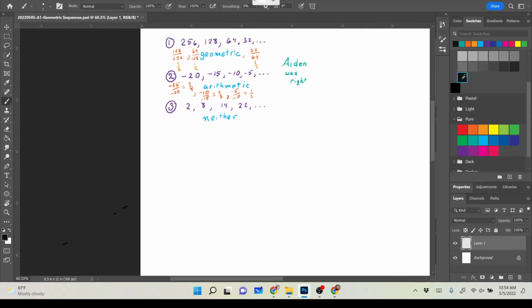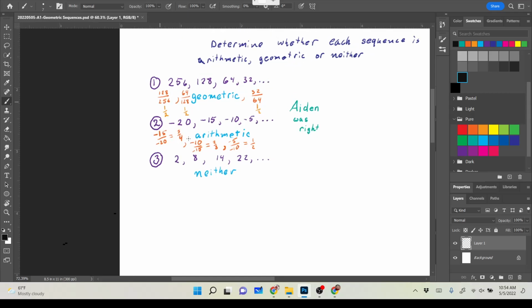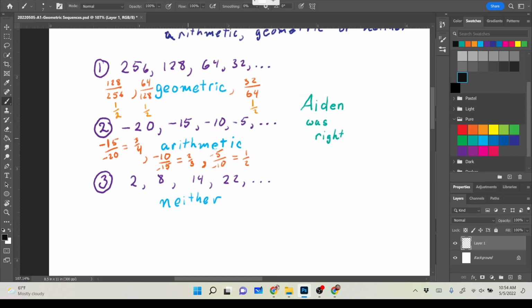Okay, let's do another example. So, geometric, do they always decrease? Or do they increase? They can increase as well. As long as it's in increments of half. No, it doesn't have to be half.